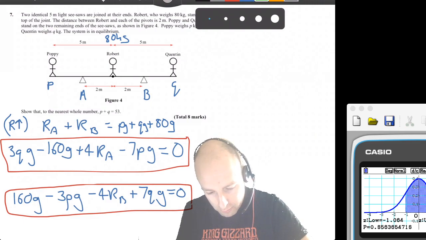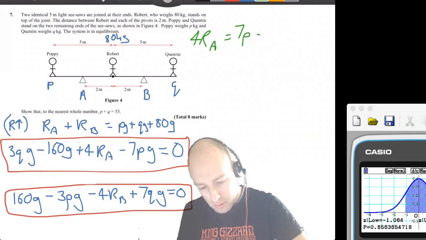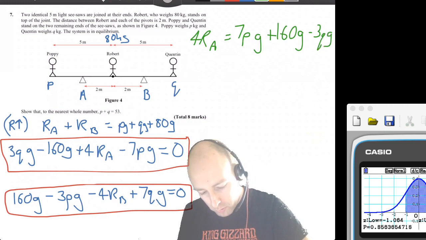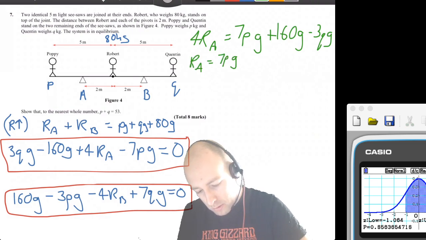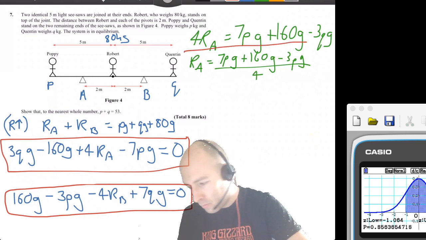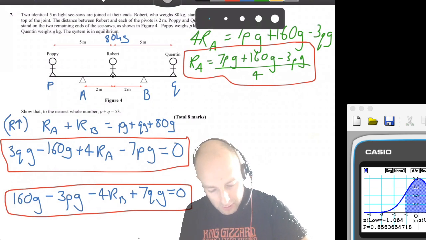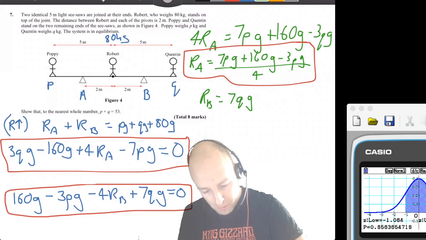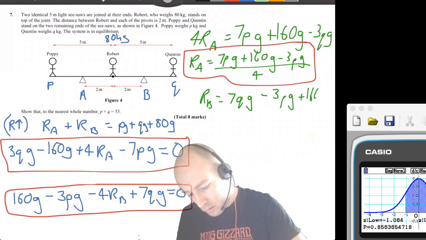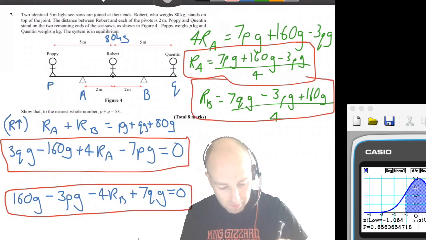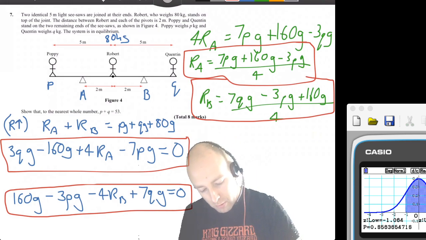So rearranging the first one, we're going to get 4RA equals 7PG plus 160G minus 3QG. So then dividing all that by 4, RA is 7PG plus 160G minus 3QG all over 4. And rearranging the other one, I'm going to skip a few steps here just to save space. RB equals 7QG minus 3PG plus 160G all over 4. Actually very similar, isn't it? Okay. We're going to put it all together, so get rid of these.